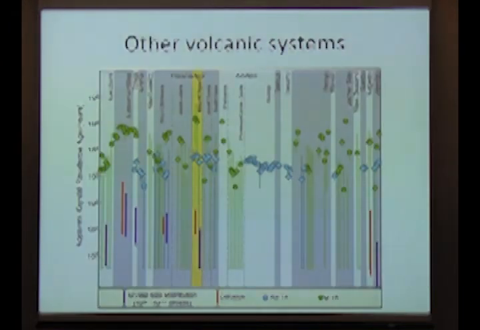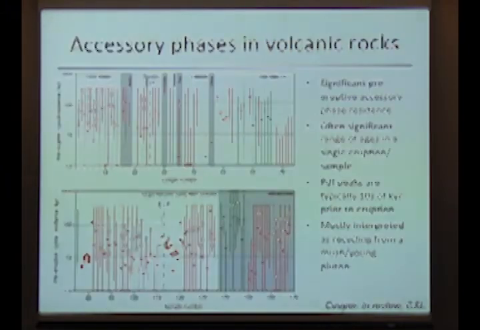And if we look at the compilation, a lot of samples show the same general pattern. So this appears to be a very robust and broad-based conclusion. We're in the process of testing this conclusion out at other systems to try to see if this really comes into play. So I just want to finish by saying that there's been a whole lot more work with accessory phases in volcanic rocks because you can measure them in situ and the analytical procedure is a lot simpler.